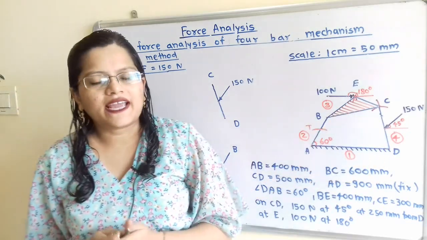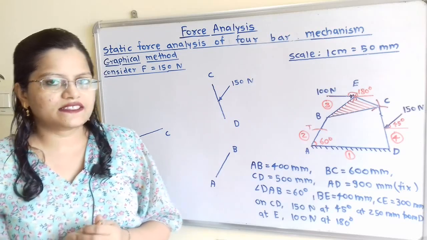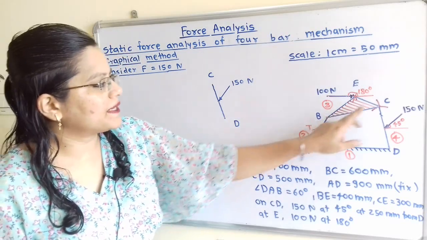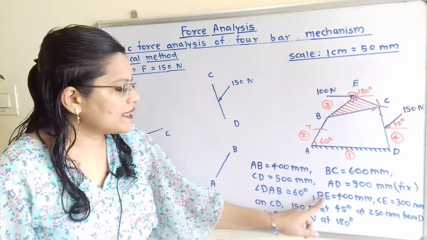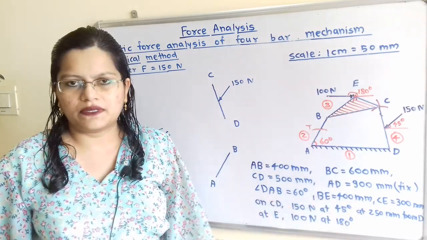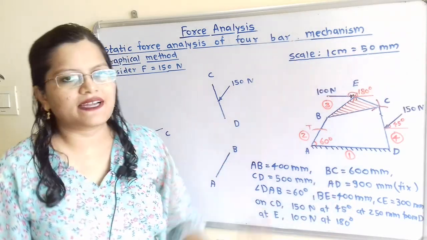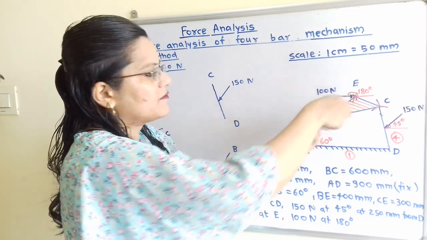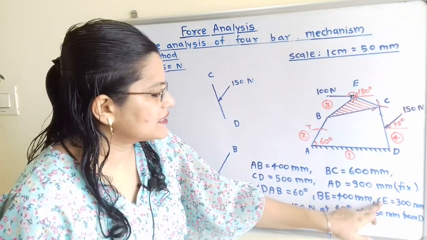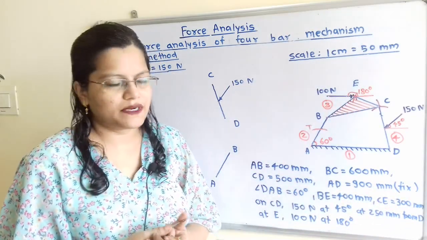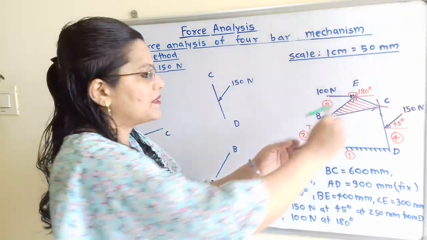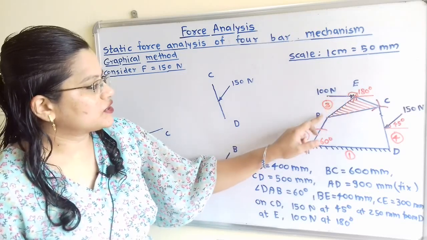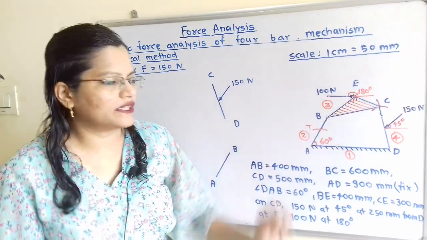Now there is one extra point mentioned, that is the point E, and whose location is mentioned from this point B as well as C. So BE is equal to 400 mm. So as per scale 400 divided by 50, 8 cm distance we will take, and we will mark here one arc. In the same way, CE is equal to 300 mm. So in compass we will take 6 cm distance, and we will mark here one arc. And this point of intersection is point E. So we will join this.